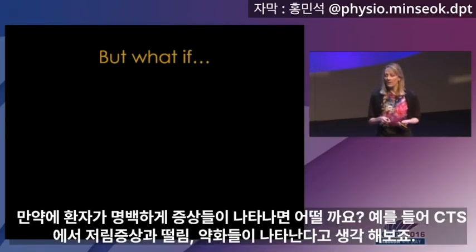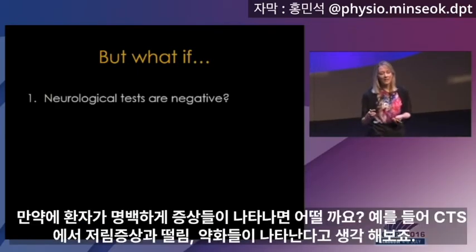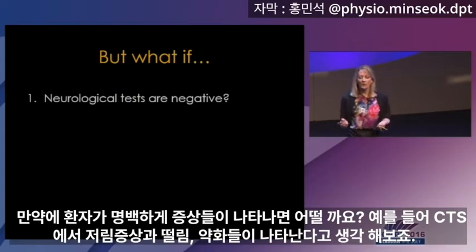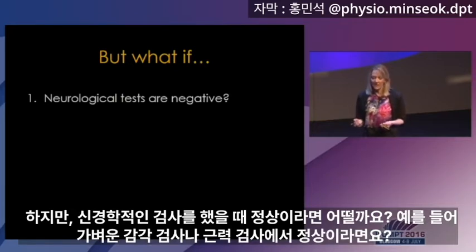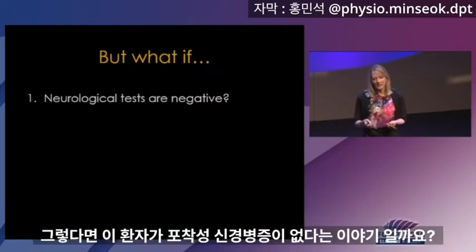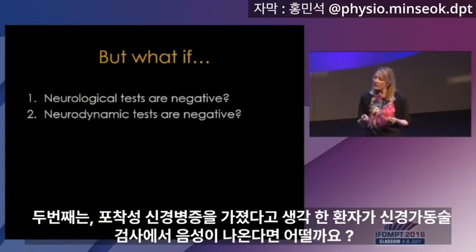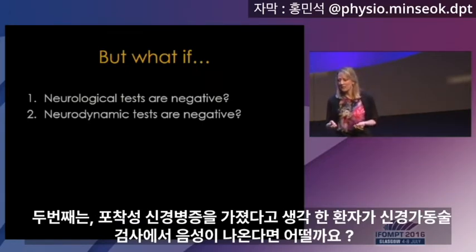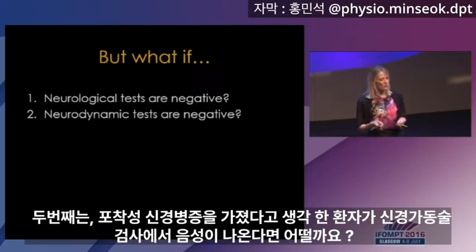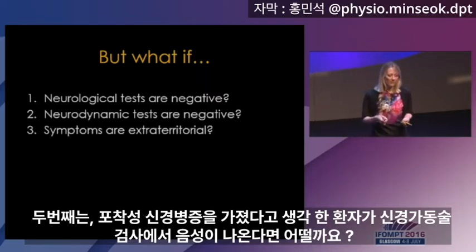First, what if a patient has clear symptoms, for example, of carpal tunnel syndrome? He has tingling, he shakes his hand, and it gets better. But when I do the neurological bedside tests, like light touch and muscle strength, it is completely normal. Does that then mean he doesn't have an entrapment neuropathy? The second but, what if a neurodynamic test is negative in a patient where I believe he has an entrapment neuropathy? Does that then exclude such a problem?